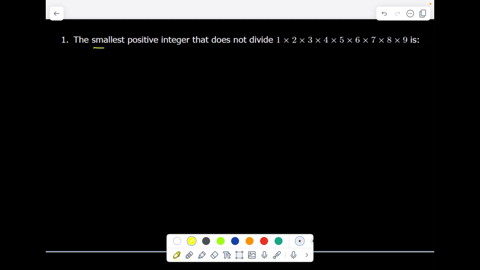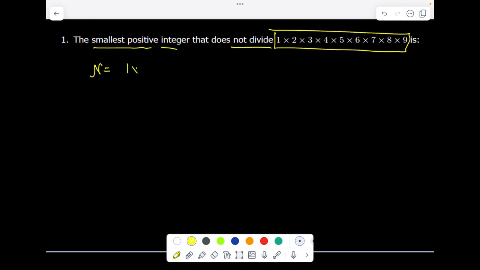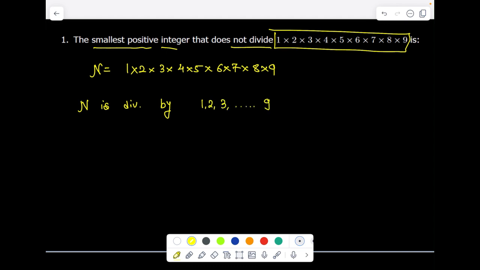We need to find a smallest positive integer that does not divide this given number. Let's say this number is n, which is nothing but 1 into 2 into 3 into 4, 5, 6, 7, 8 into 9. Now, let's think about which numbers can divide this n. So, clearly I can say that n is divisible by 1, 2, 3 up to 9. Why? Because the factorization of n contains numbers from 1 to 9. So clearly n is divisible by 1 to 9, right?